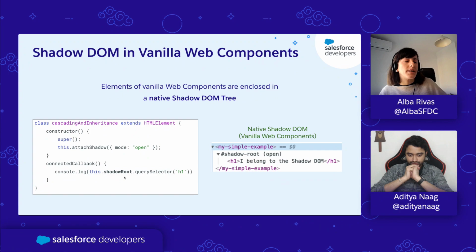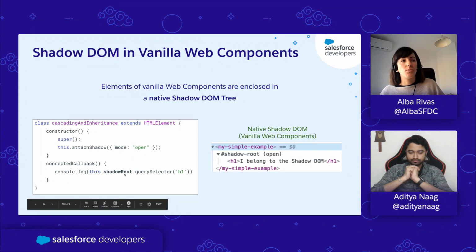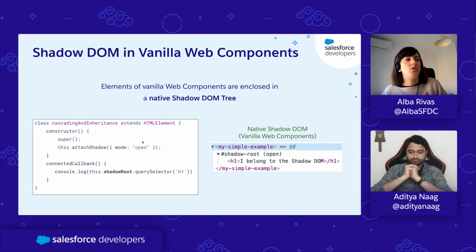If in a later moment you need to query the elements that are internal to that shadow root that you have created, you can use the shadow root property, which is going to be exposed for you as we are using the open mode here.